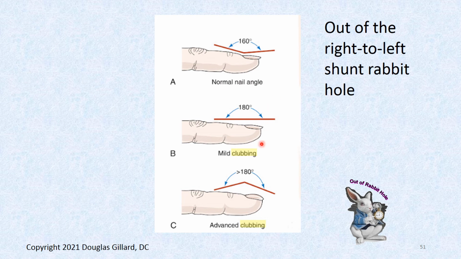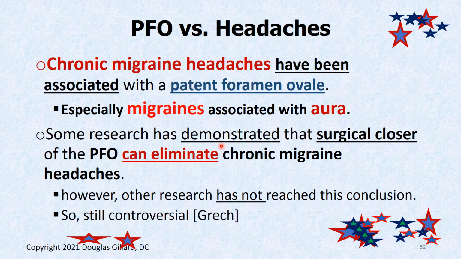I'm not going to test you, but there's an angle formed. Normally, the angle between the nail plate and the meaty part of the distal phalanx should be an angle of about 160 degrees. And mild clubbing is straight, and more severe clubbing is actually the angles diverse. We don't need to know that though. But for those of you who have to know everything, there you go.